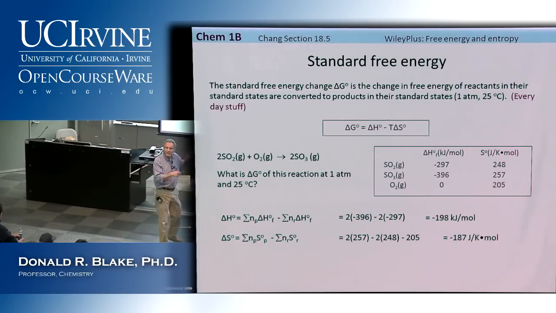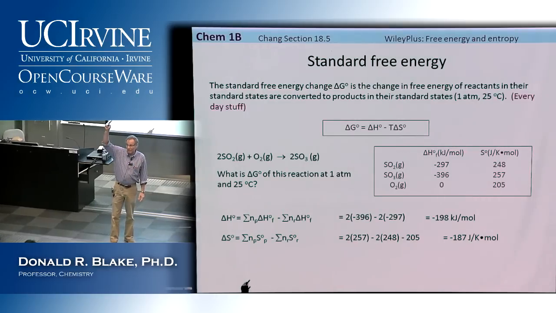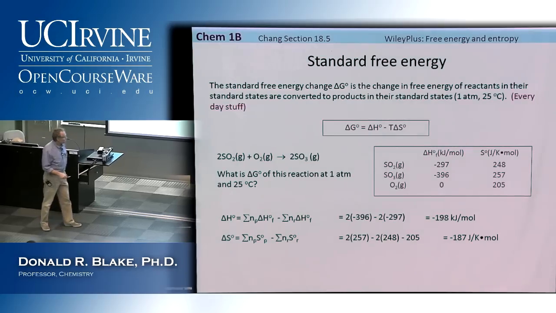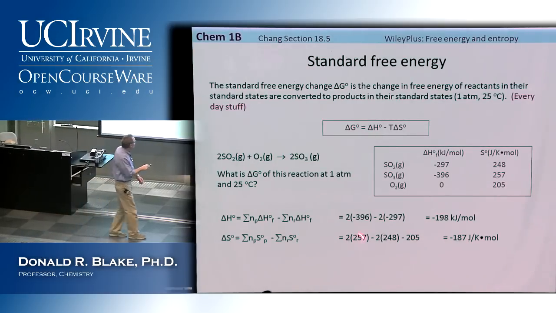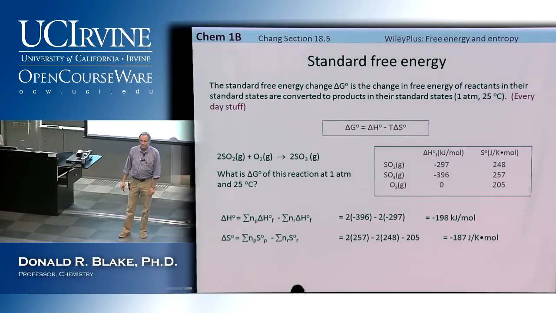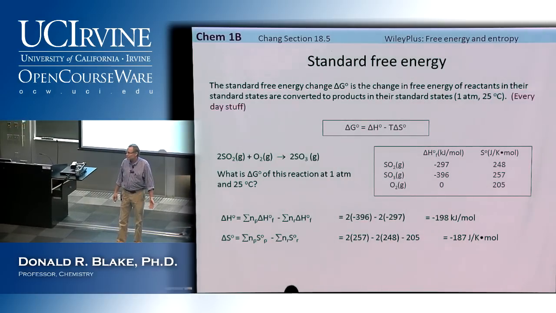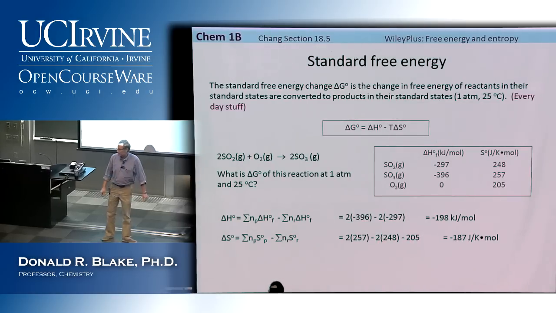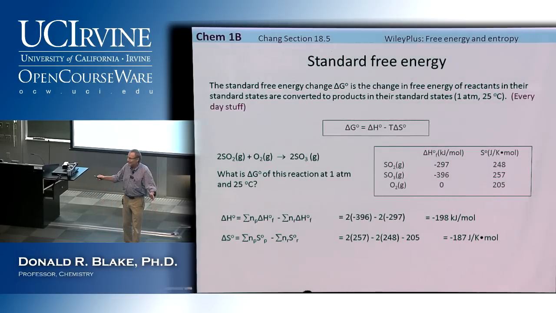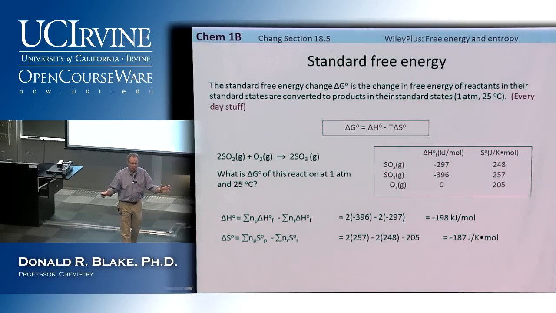Who got what I got? Raise your hand. Okay, good. I mean, I don't have a lot of confidence, so. The point is that, look, this is the positive side, the negative and the negative, okay? Products minus reactants. This was a reactant, this was a reactant. Okay? So we have a negative delta S.